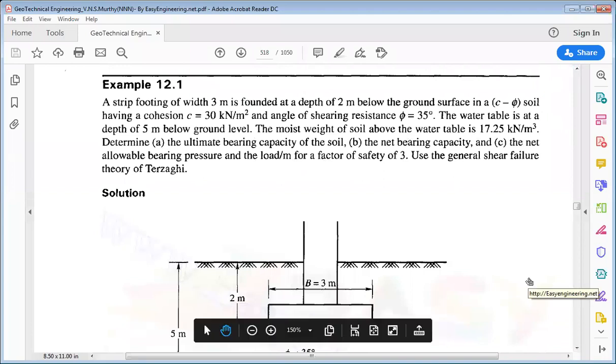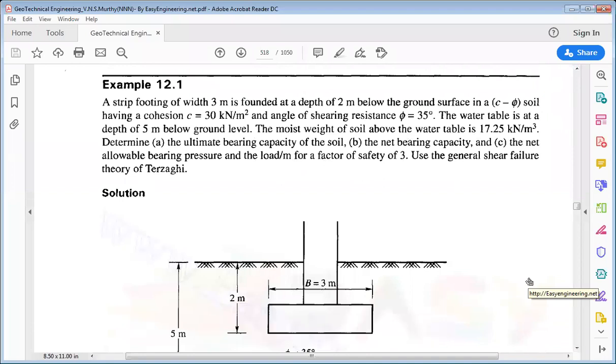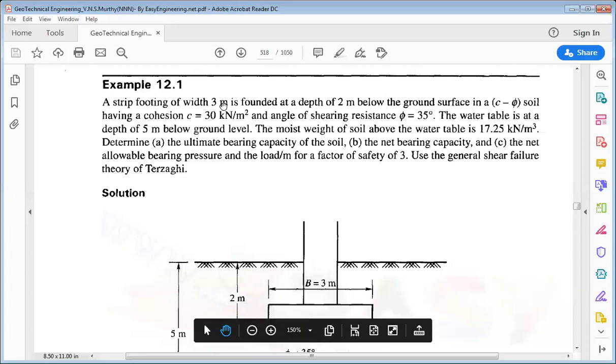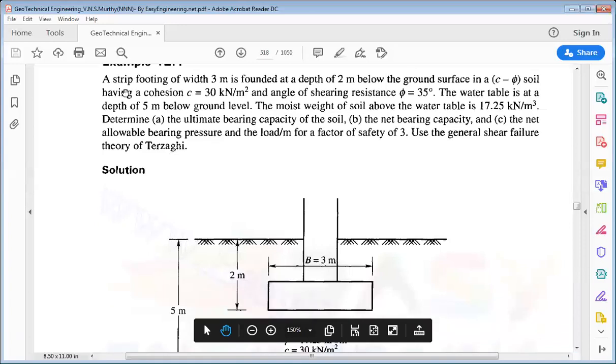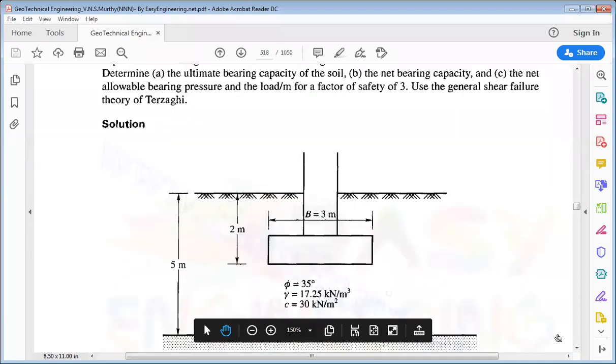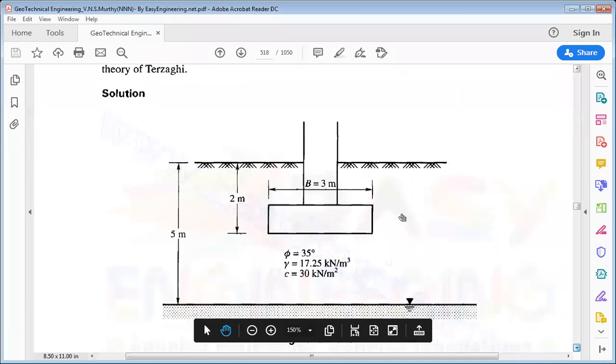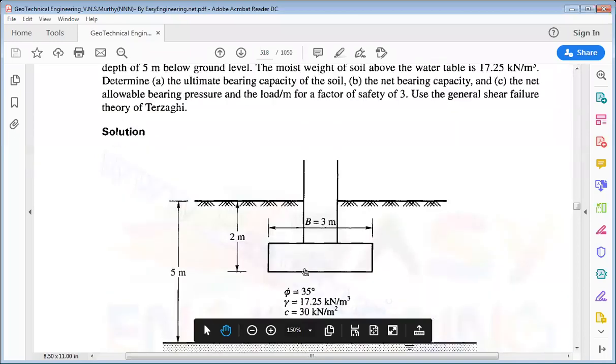Okay, so this is the problem. Now we have to solve this problem. First of all, we will see what the givens are. Here, a strip footing of width 3 meter. So the width of the footing is given as 3 meter and the footing is a strip footing. You can see it in this figure. This is a strip footing of width 3 meter.